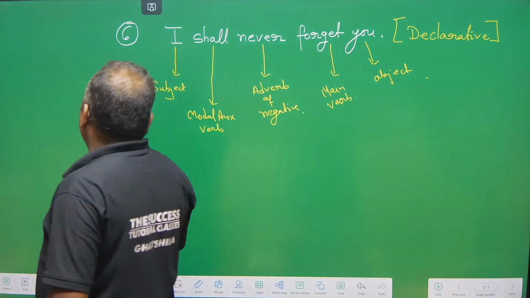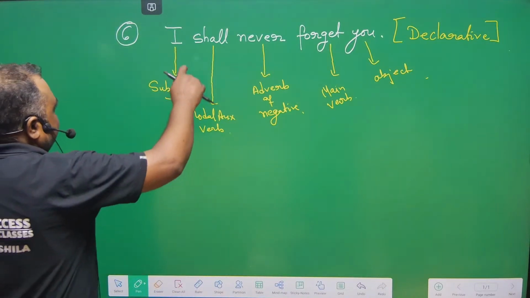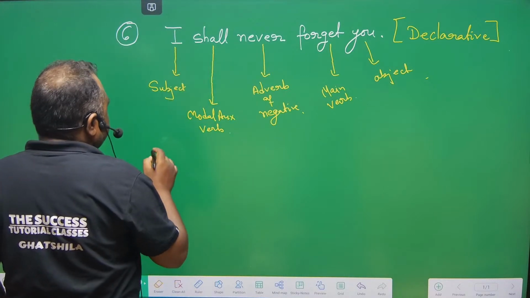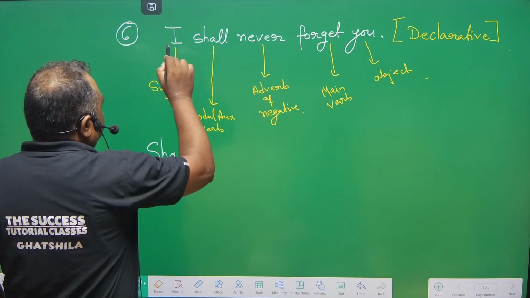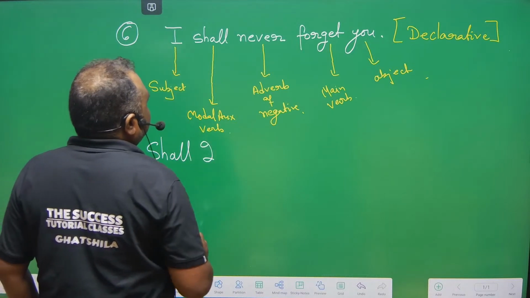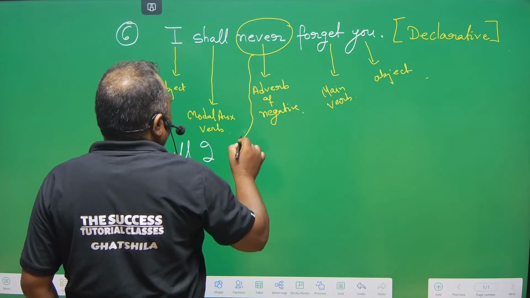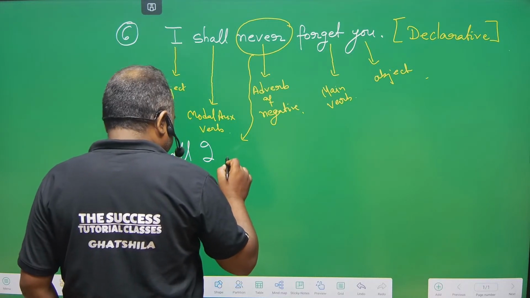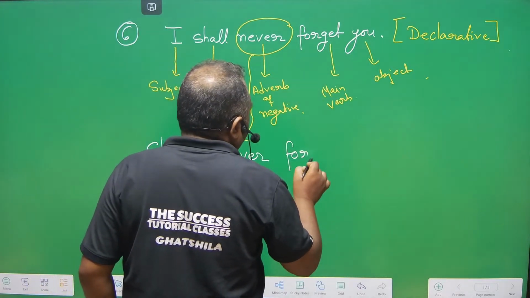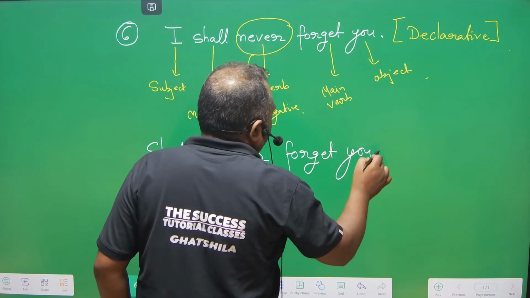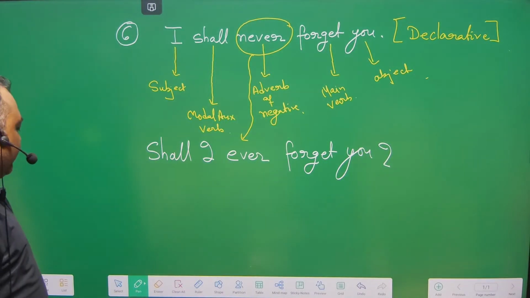So you have to change this sentence into interrogative form. So what I told, you have to start this sentence with this helping verb, shall. Afterward, what will you do? You have to include the subject. Shall I? And you have to change this negative adverb into a positive word. That is, shall I ever? Shall I ever forget you? Question mark.